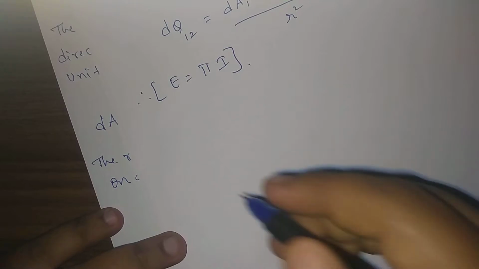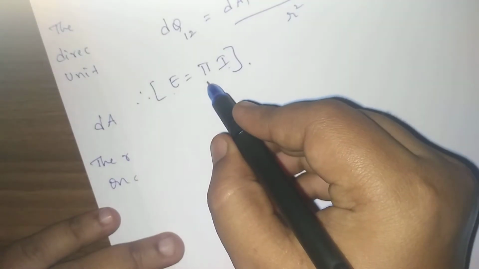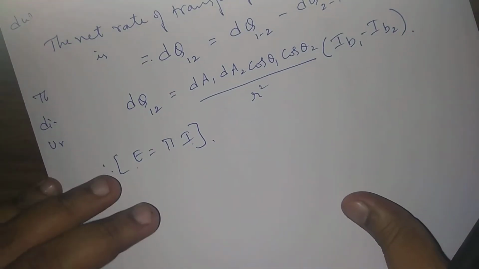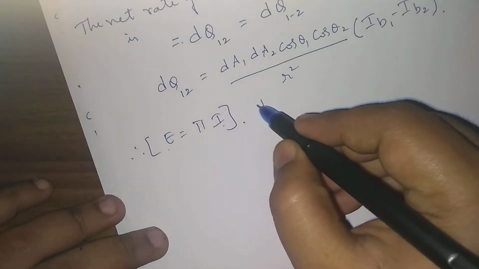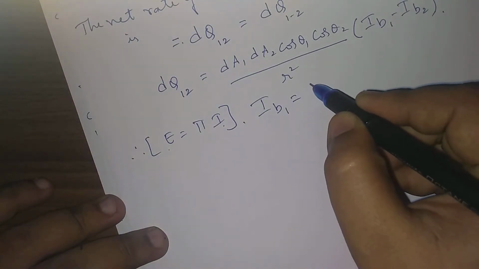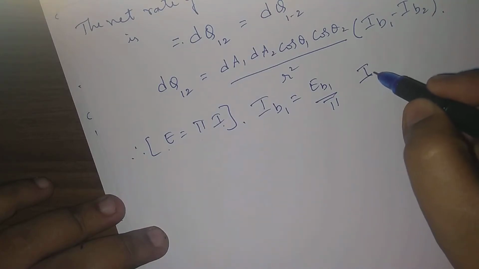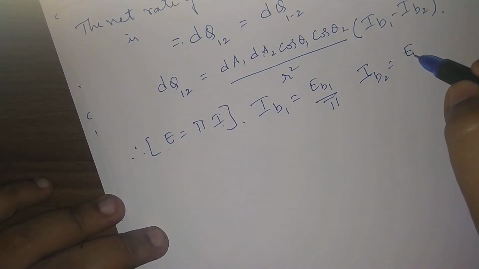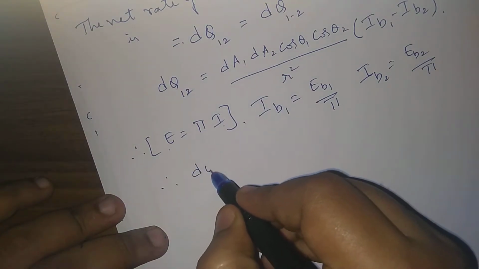So based on that, we can relate the intensity and the emissive power with the help of pi, correct? We derived that in the last video. So what can I write now? We know that IB1 is equal to EB1 divided by pi, and similarly IB2 is equal to EB2 divided by pi.